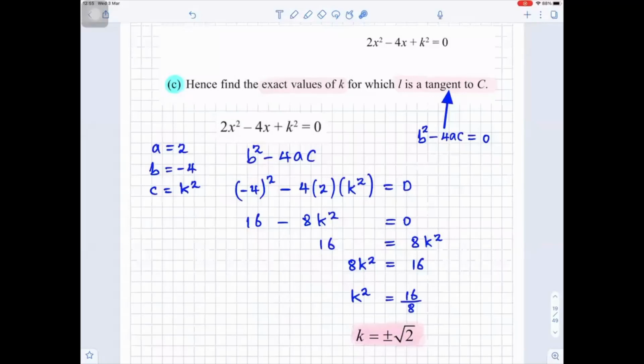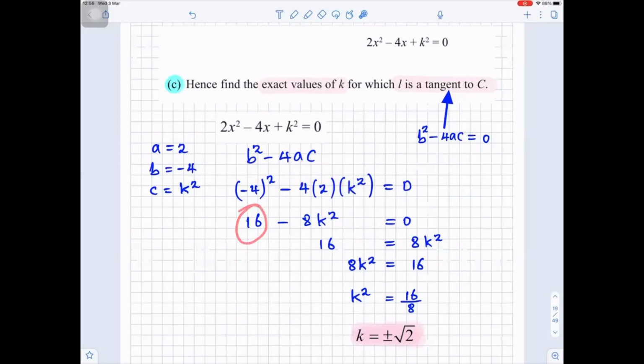For part C. It says, hence find the exact values of k for which L is a tangent to C. When it says a tangent, it means it touches it at one point. So there's one value. So b squared minus 4ac equals zero. So our a is 2, our b is minus 4, our c is k squared. Watch that again. a is 2, b is minus 4, c is k squared. We put that neatly. Minus 4 squared for b squared, minus 4 times 2 for a, times k squared.